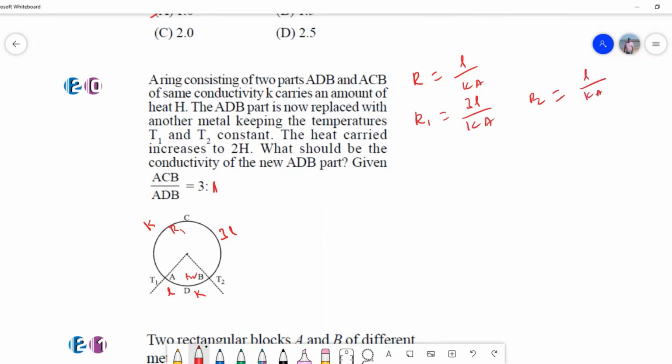So again, they are parallel. Let us take the effective resistance between those two points as RAB. Initially, 1 by RAB is equal to, they're parallel, right? So Ka by 3L plus Ka by L. If I take the LCM, RAB will be 3L by 4Ka. That's what we get in the beginning.